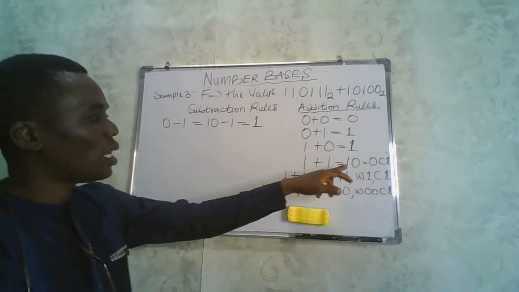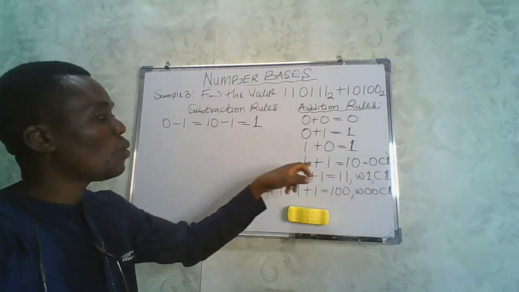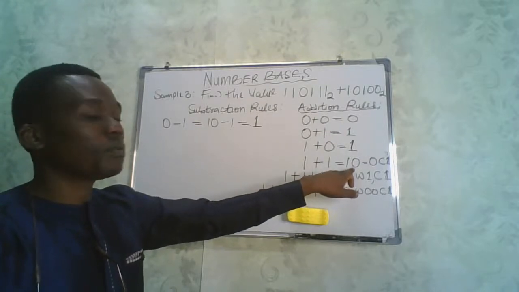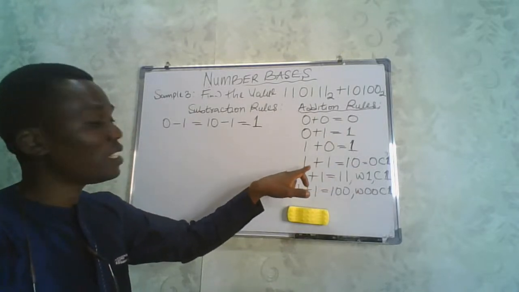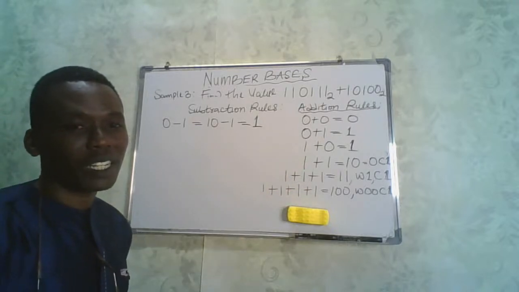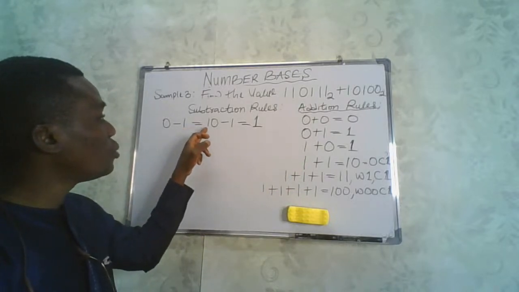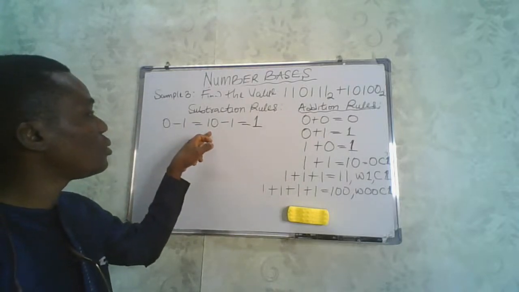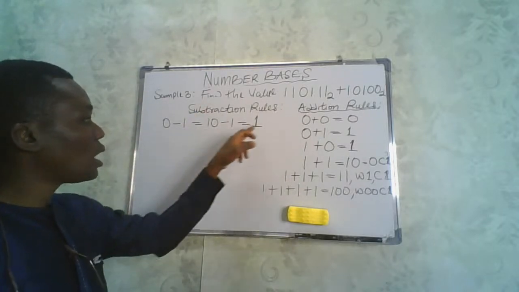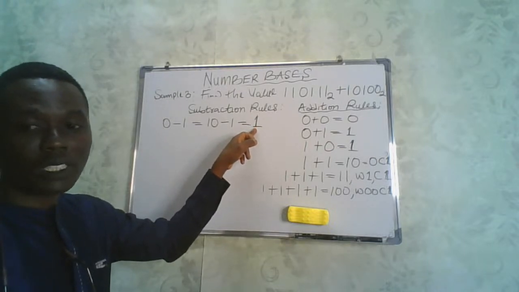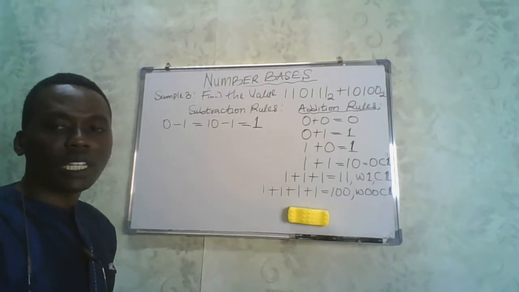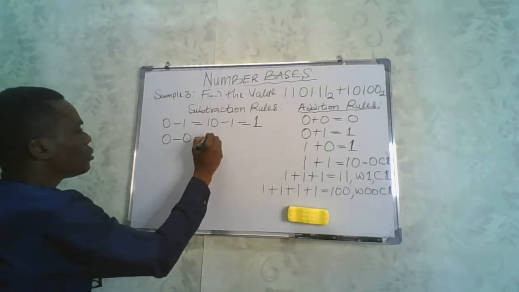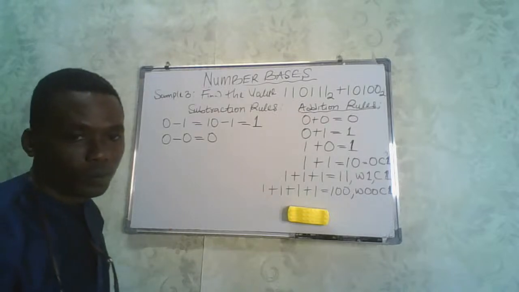Everything springs out from here. You see, when you add 1 to 1, it gives you 10. And when you subtract 1 from 10, instead of 9, it gives you what? It gives you 1 back. So when you are doing subtraction and you do 0 minus 1, it's not possible. You borrow 1 from the other place, it gives you 10. 10 minus that 1 will now give you what? 1. Take note of that. Now, having done that, the next thing you should note is when you have 0 minus 0, 0 minus 0 is equal to 0.